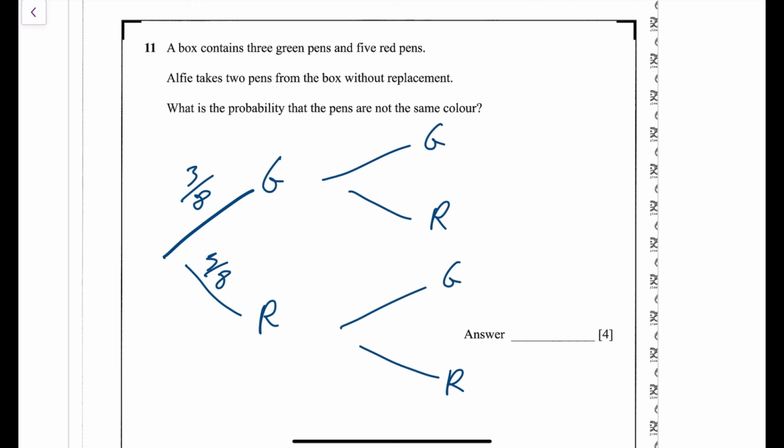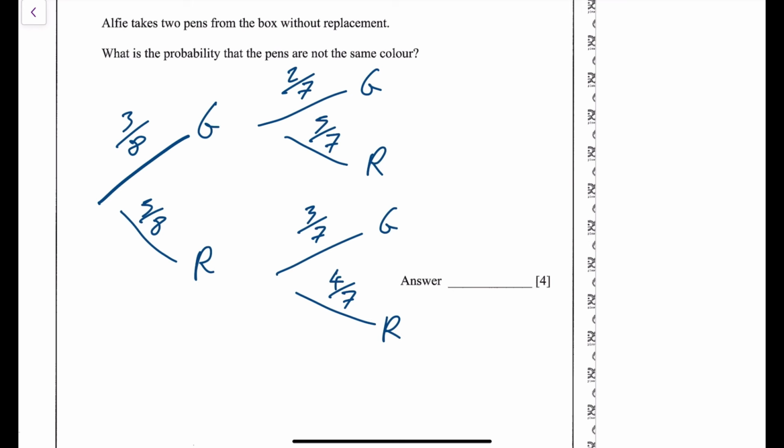So if he pulls out a green, then he's left with 2 greens out of 7, and he's still left with 5 red out of 7. If he pulls out a red, he's left down to only 4 red out of 7, and he's still got the 3 greens out of 7. What is the probability that the pens are not the same colour? So that means he could get a green then a red, or he could get a red then a green. So I work out what this branch is, and I work out what this branch is.